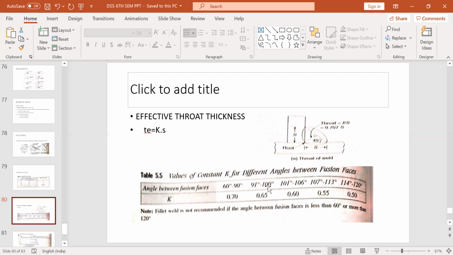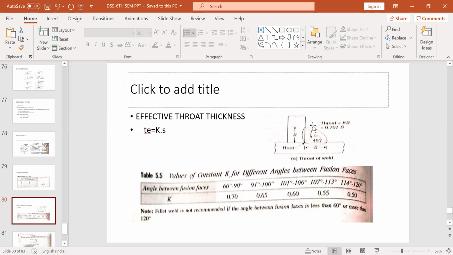If it is 91 to 100, it is 0.65. Likewise, as you go on increasing the angle, this value of K will start decreasing, up to 0.5. You have to take it according to the angle. In most cases, when the angle is between 60 and 90 degrees, you take 0.7 straight away. So T will be equal to 0.7 into S.